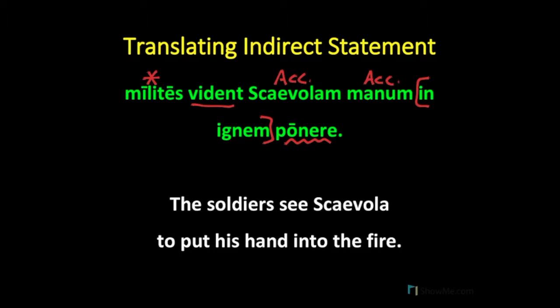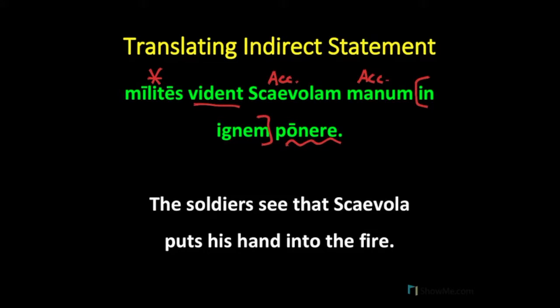So what's going on here? The main idea of the sentence is that the soldiers see. And then everything that comes after that is the thing that the soldiers see, that Scaevola puts his hand in the fire. And English has a specific way that it expresses this particular idea. Here we go. The soldiers see that Scaevola puts his hand into the fire. I want you to notice a couple of things here. First of all, we use this conjunction, that, to join together the idea of the soldiers seeing and Scaevola putting his hand in the fire. I also want you to notice that we've translated now the infinitive, ponere, as a finite verb, puts.